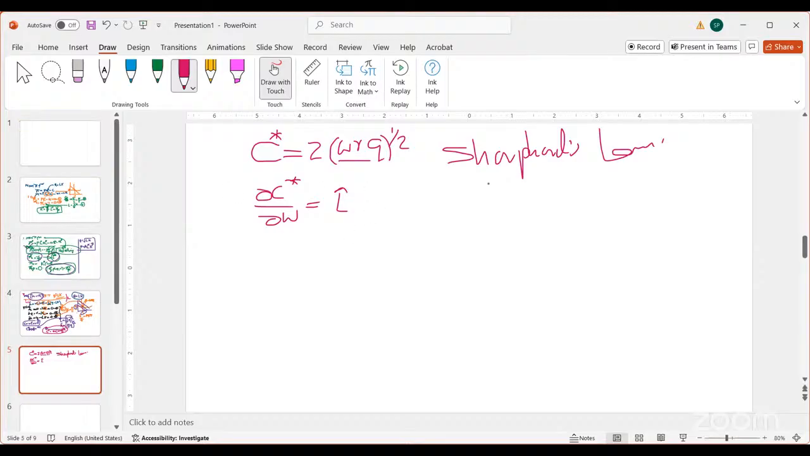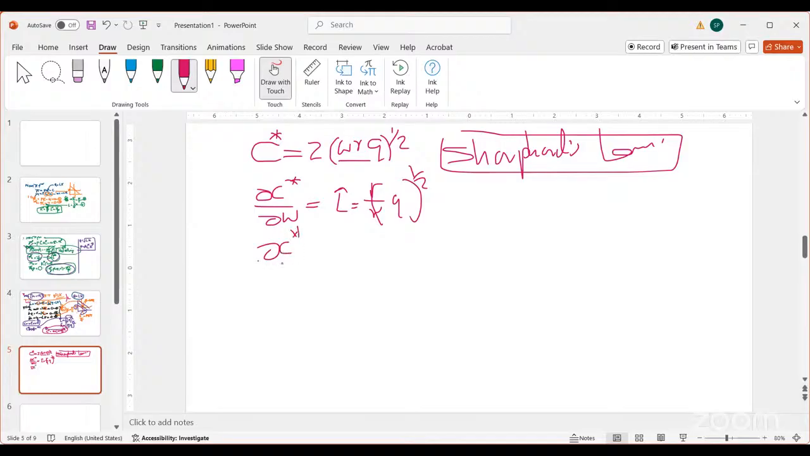So when you differentiate or perform Shepherd's lemma, you get the labor input demand function, again in terms of R, W, Q. And similarly, when you differentiate with respect to R, you get the capital input demand function.